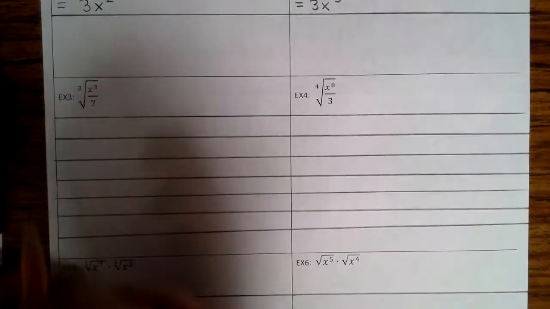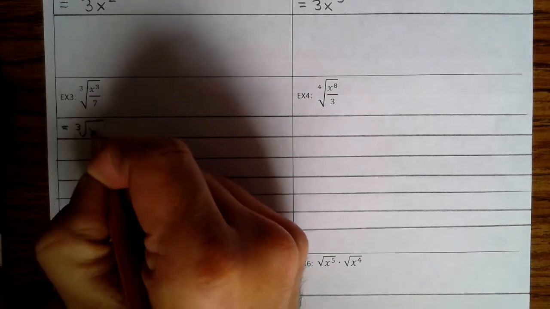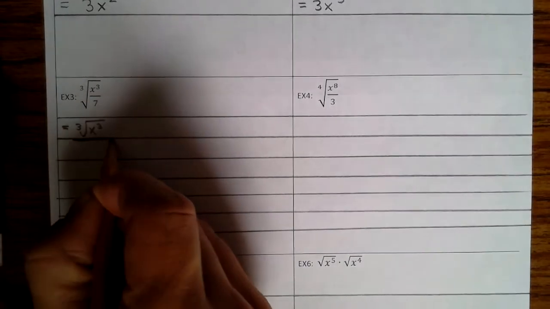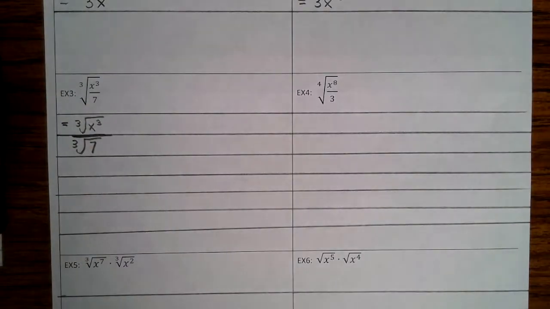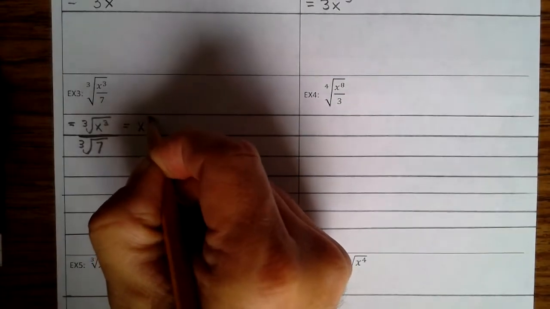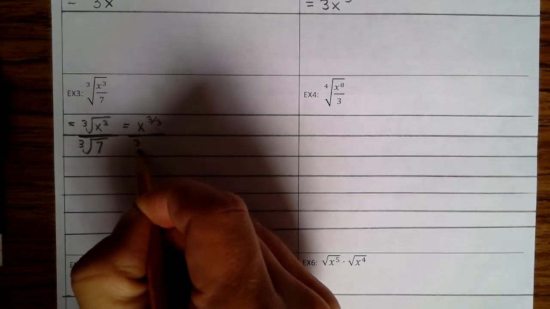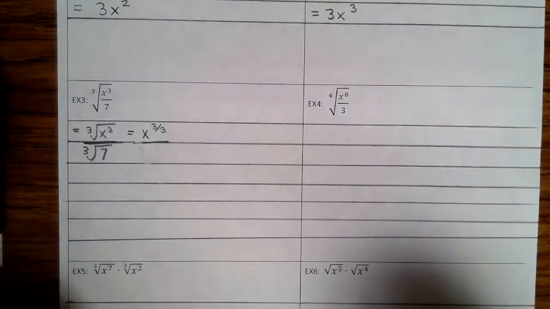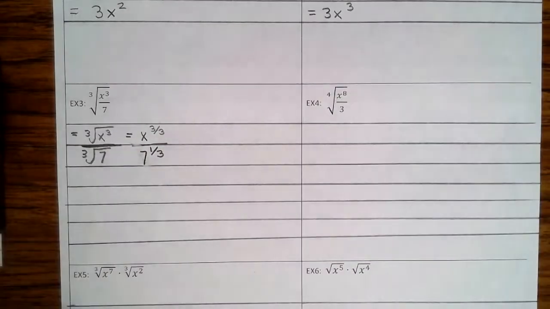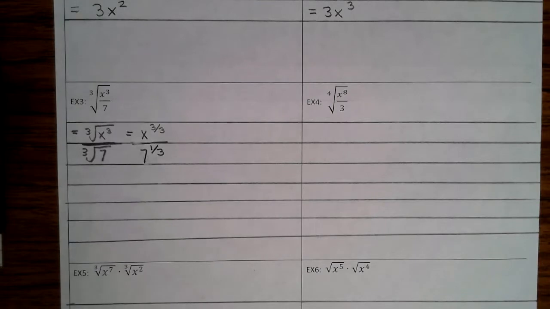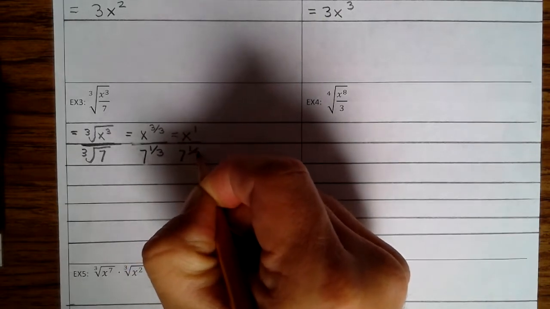All right, example 3. So this can be written as the cube root of x cubed divided by the cube root of 7, which equals x to the 3 divided by 3 power, divided by, there's nothing you can do with this, actually, we can write this as 7 to the 1/3 power. So then that equals x to the first power divided by 7 to the 1/3 power.